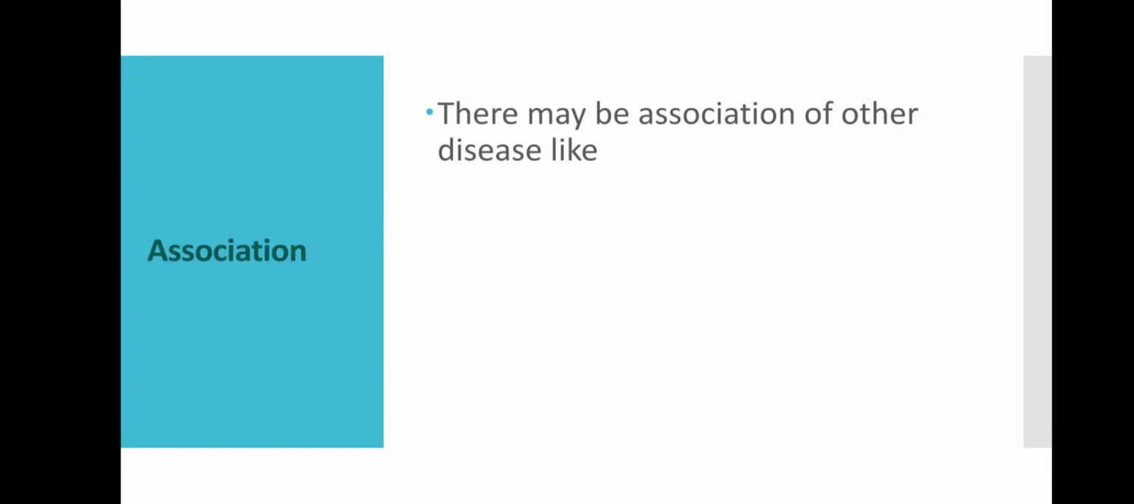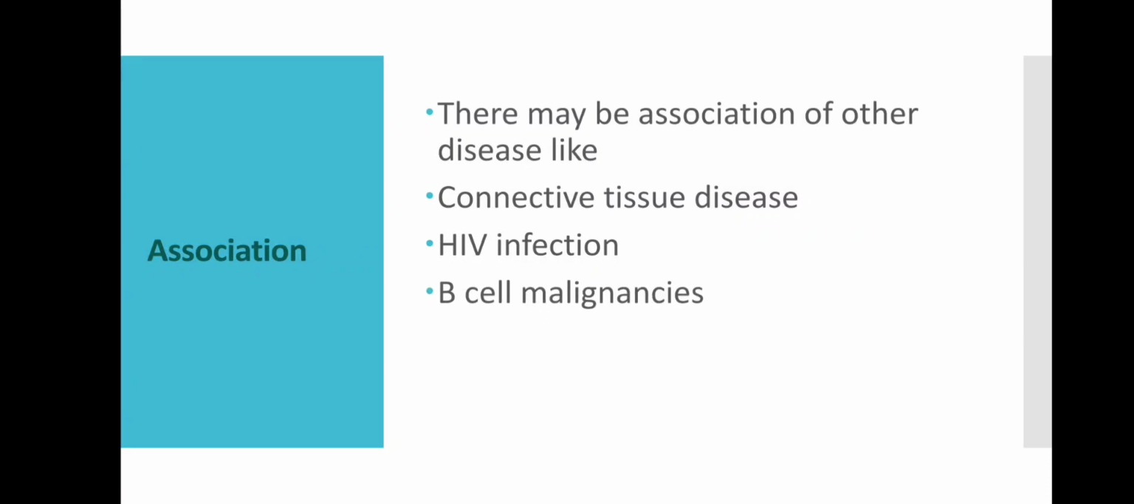In a patient with ITP, there may also be an association with other diseases. These diseases include connective tissue disease, HIV infection, and B-cell malignancies, and there may also be certain drug therapies. So in a patient of ITP, we should also investigate for the association of these diseases.